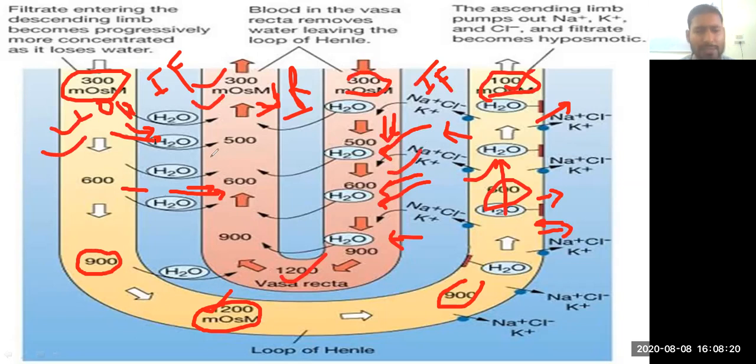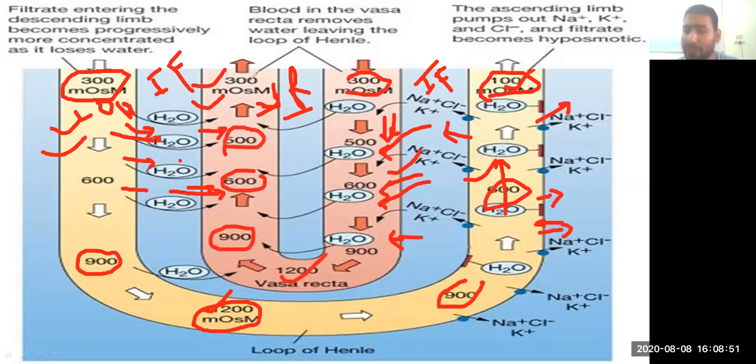Now, these have given the descending Vasa recta. Here the water will move from the descending limb loop of Henle and come into the interstitial fluid, and from the interstitial fluid come inside the descending limb of the Vasa recta. So what will happen when the water comes inside? The concentration continues decreasing.